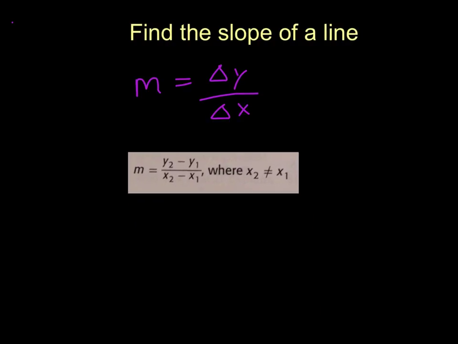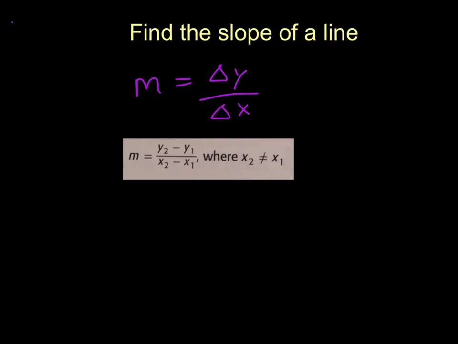Now another way to write that would be this way right here. So we have slope is equal to, if you took the y-coordinate and subtracted one of the y-coordinates from the other y-coordinate, and then subtracted the x-coordinate from the other x-coordinate, that would give you the change in y over the change in x. So either of these is a fine way to find slope.